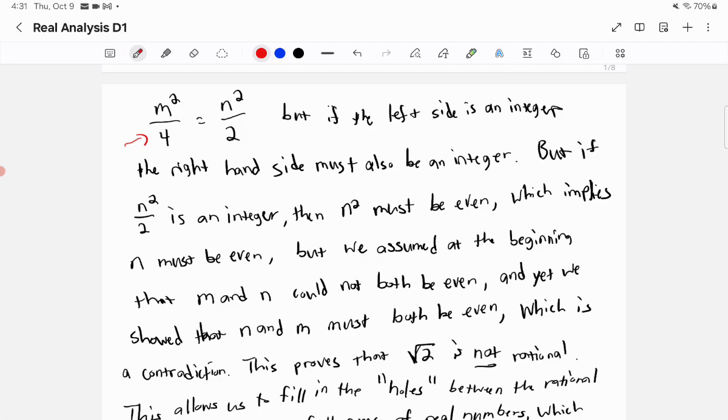In fact, as we'll see at some point later in the course, in some ways you could think of the irrational numbers as being an even bigger set than the rational numbers.